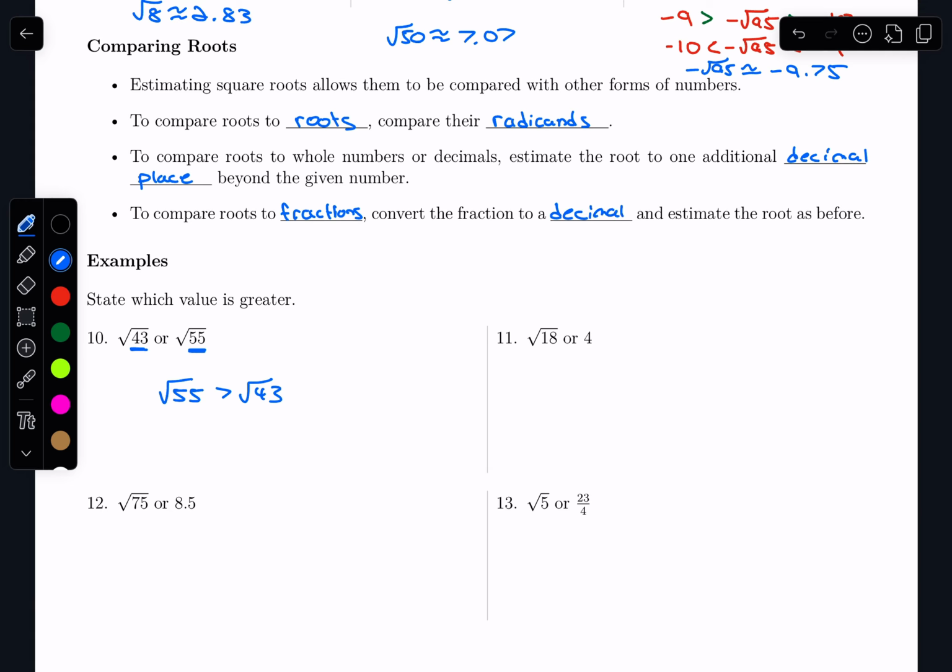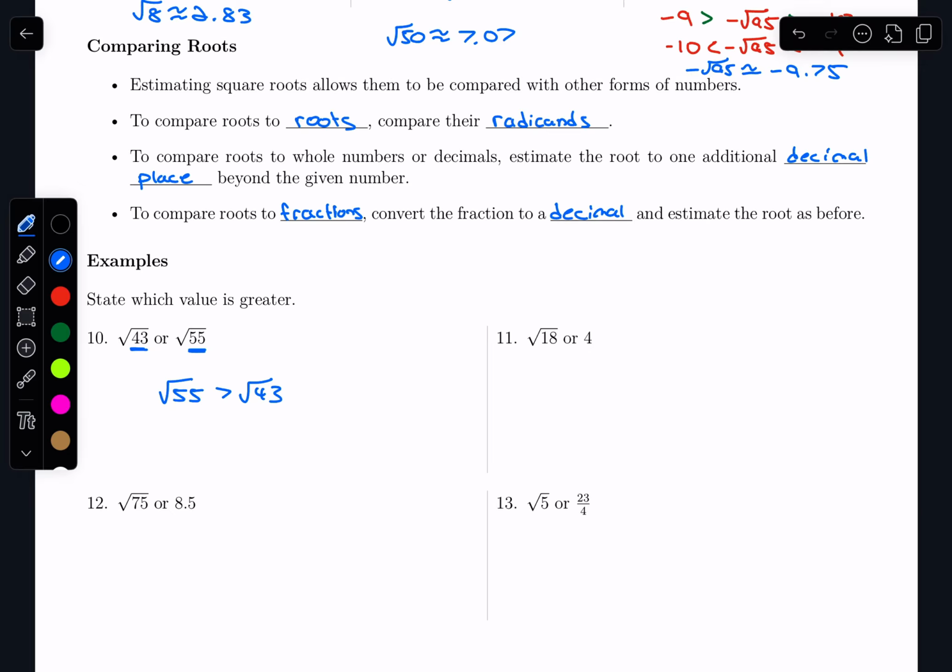That way we can compare a decimal approximation of a root to the decimal form of a fraction. So comparing things that are in the same form tends to be a lot easier. All right, so let's look at number 11. We have square root 18 or 4, and we want to say which one is bigger.